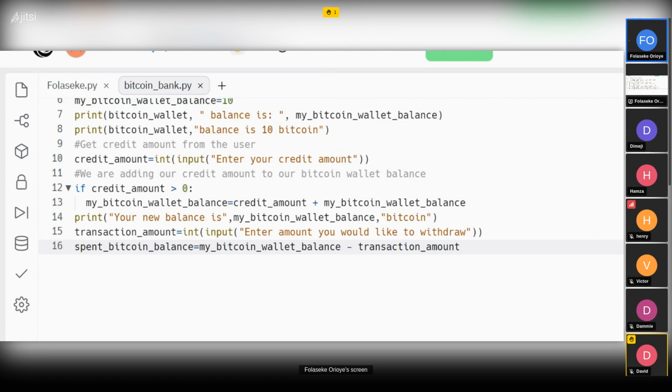What we did on line 12, we said if the credit amount is greater than zero, accept the money from me. Now, I gave you 1,000 naira. Currently, you have 2,000 naira. Am I correct? Yes, sir. Once I give you 1,000 naira, what do you do? I'll add it to my wallet. I'll change it to Bitcoin and add it to my wallet.